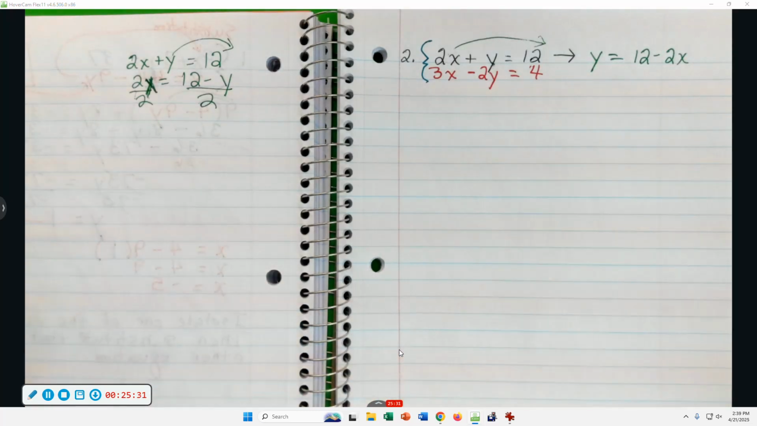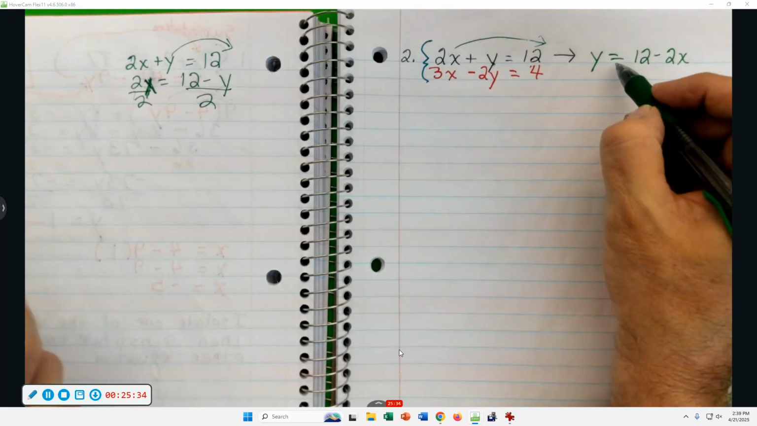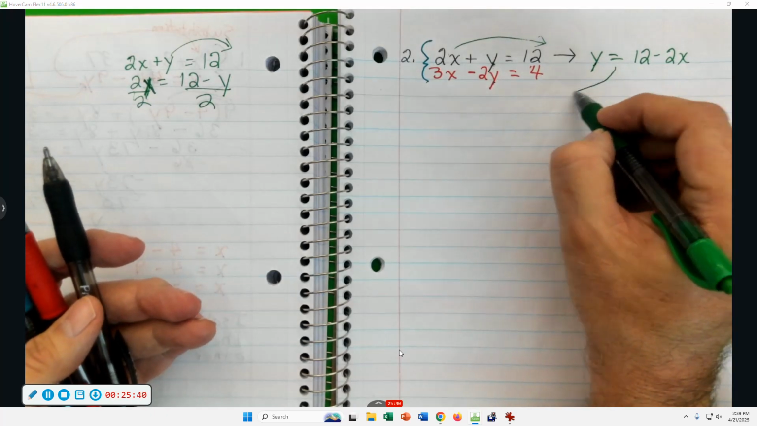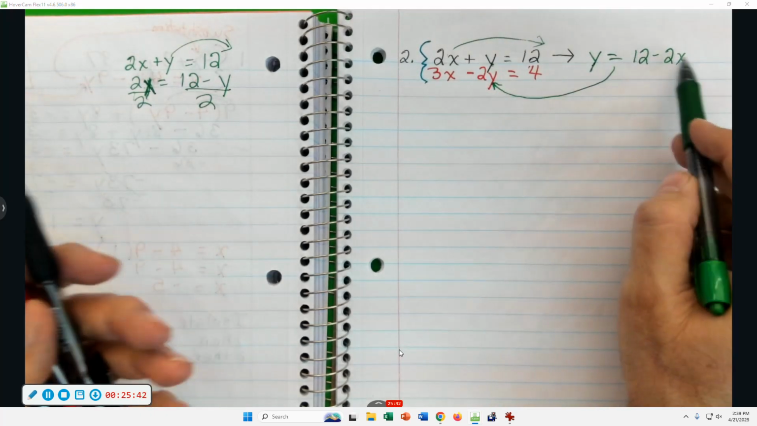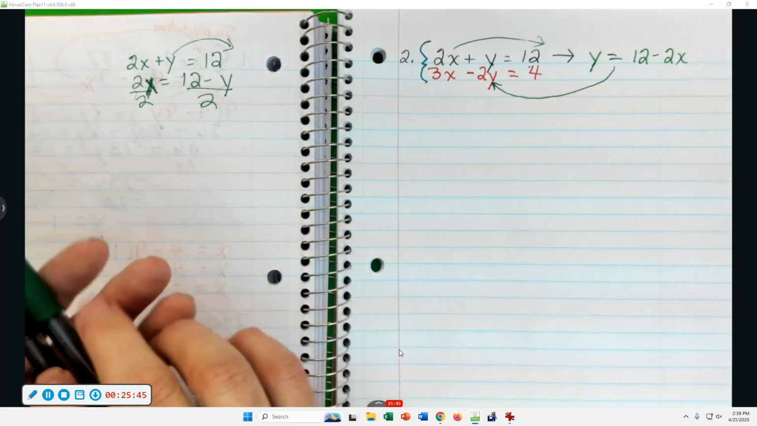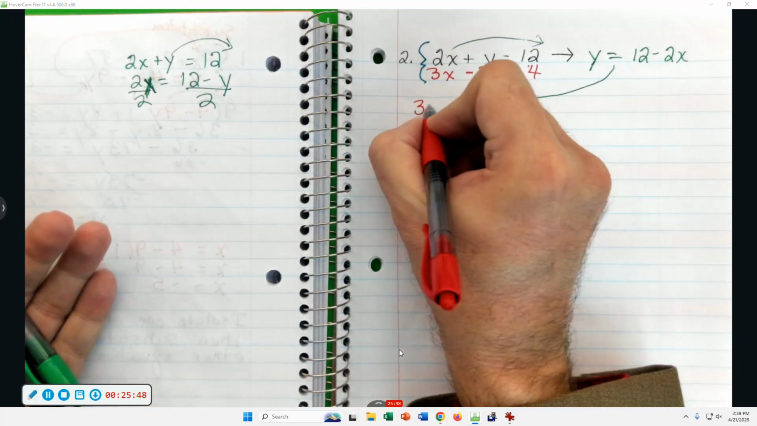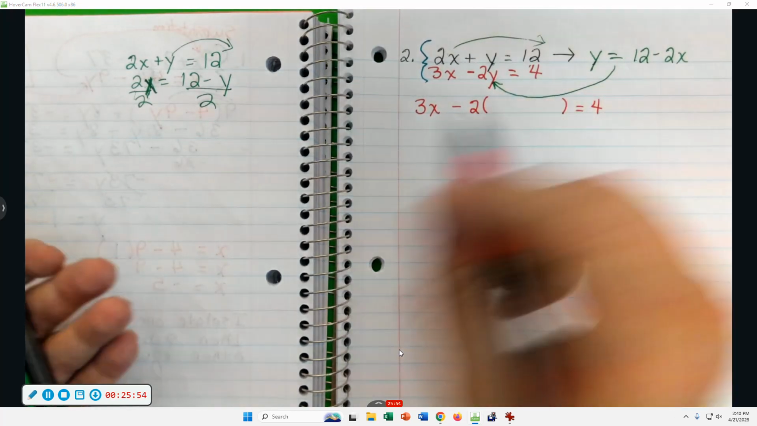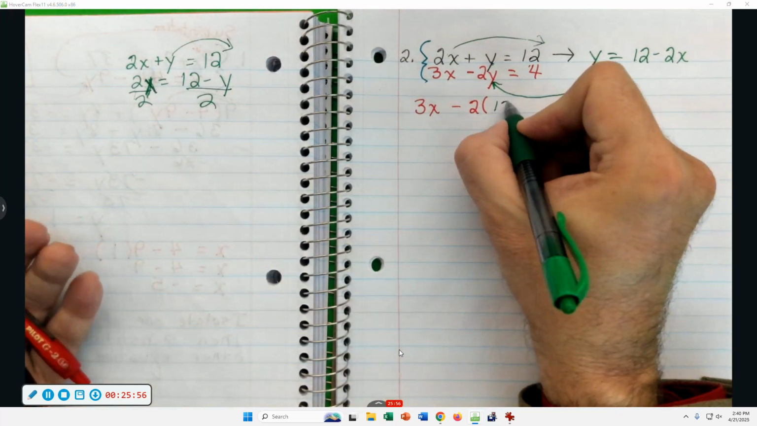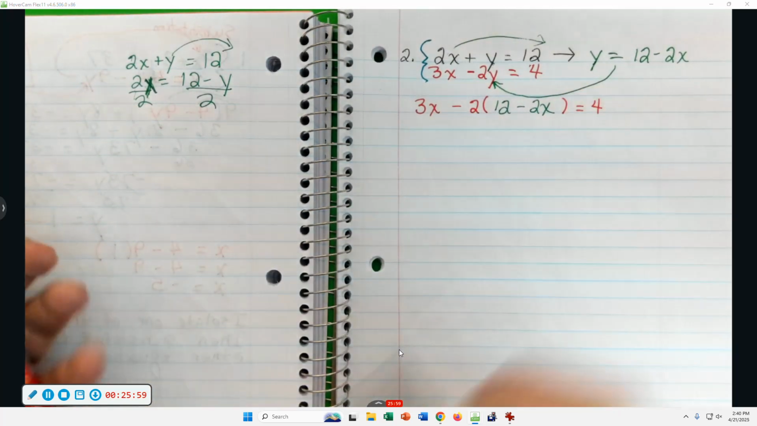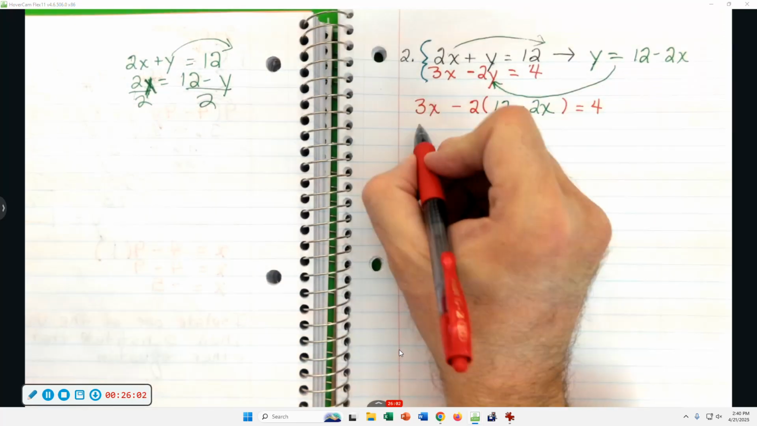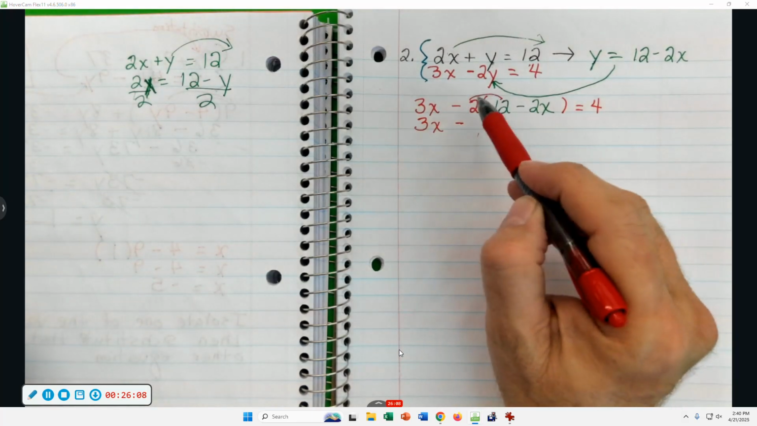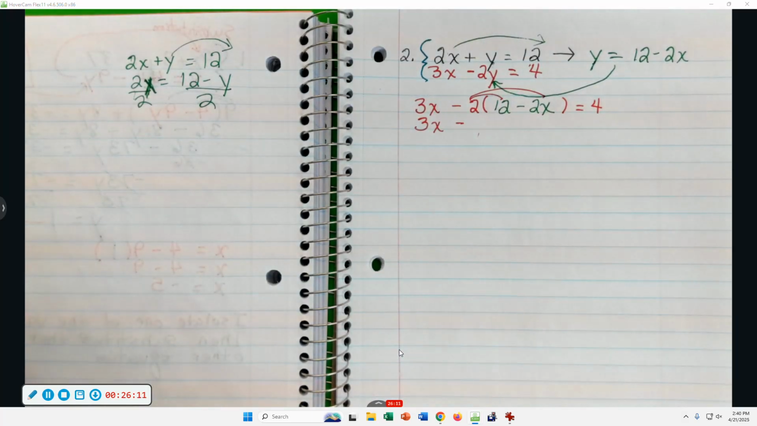Now plug that into the other equation. So in the other equation, in place of the Y, that red Y, I'm going to put the 12 minus 2x. So let me write 3x minus 2 in place of the Y. I'm going to write 12 minus 2x. How would y'all go about this? I guess we would distribute the -2 to get.